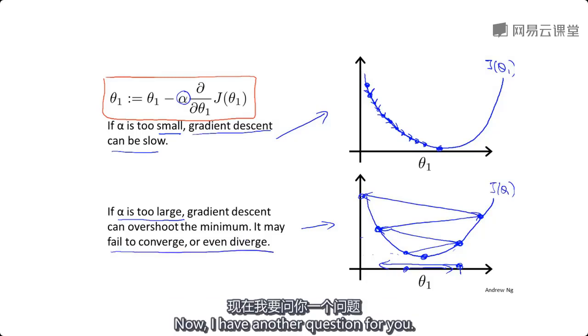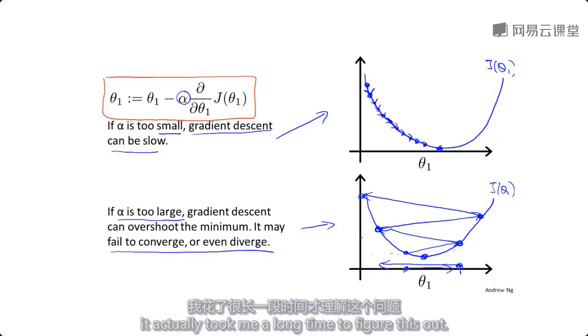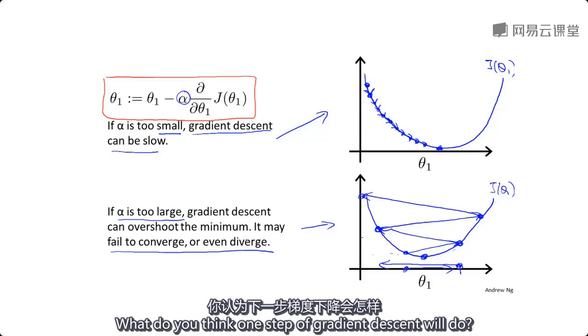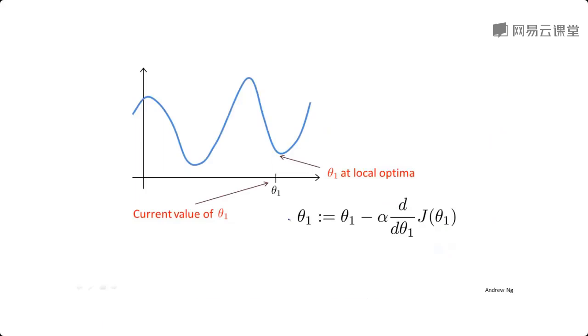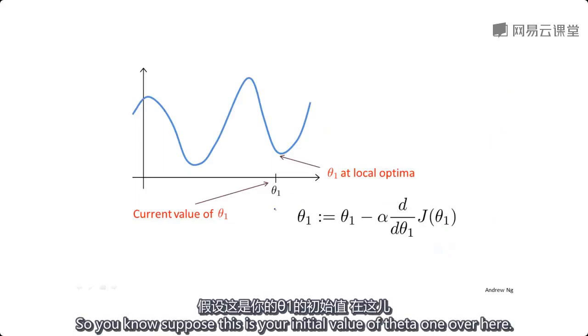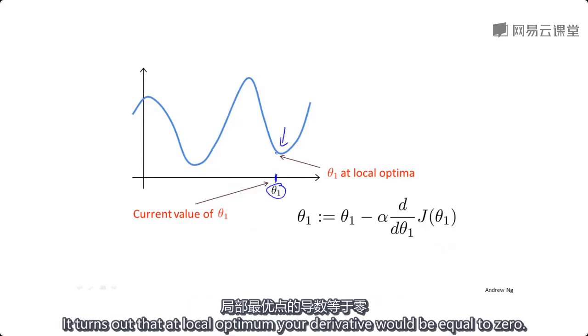Now, I have another question for you. This is a tricky one, and when I was first learning this stuff, it took me a long time to figure this out. What if your parameter theta 1 is already at a local minimum? What do you think one step of gradient descent will do? Let's suppose you initialize theta 1 at a local minimum, over here. It turns out that at a local optimum, your derivative will be equal to 0.